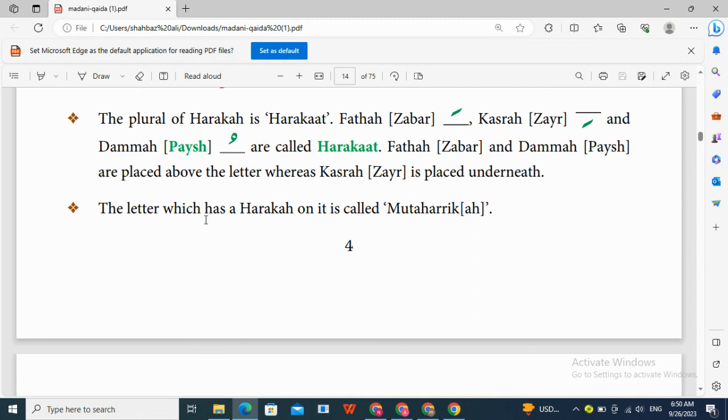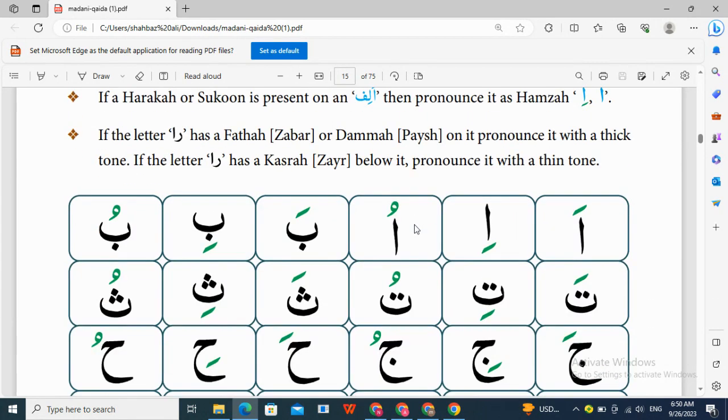The letter which has a haraka on it is called mutaharik. Any letter having a haraka on it is called mutaharik. Let's suppose ba is a letter having haraka, so this is called mutaharik. Tha is a letter having haraka, so this is called mutaharik. Okay, this is the concept of mutaharik.